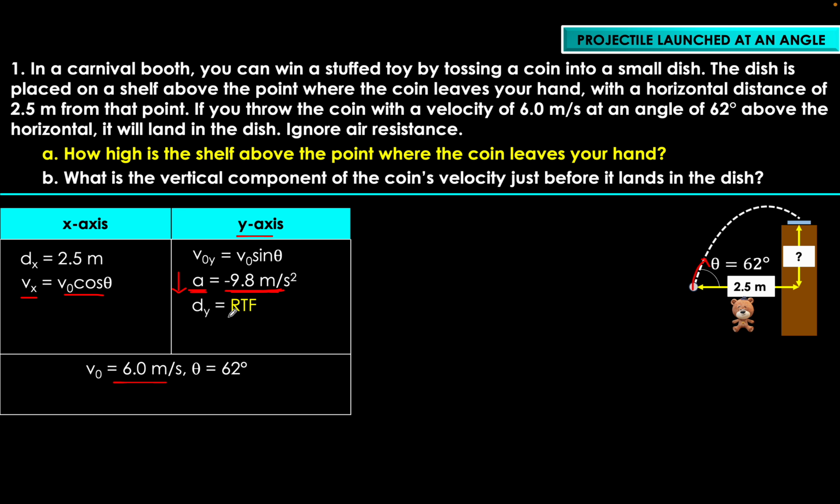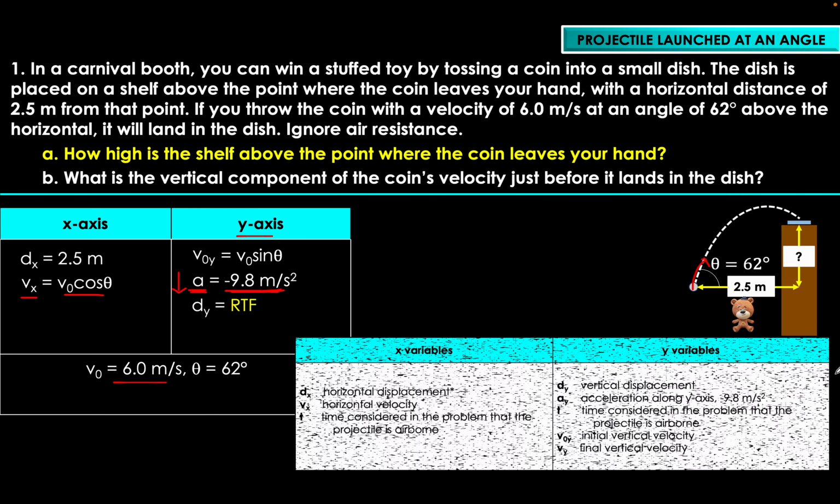Next, d sub y is the required to find, or RTF, because the vertical displacement of this coin will tell us how high this part of the shelf is, starting from the release point going up to the ending position of our coin. So as you can see, it will give you the approximate height of the shelf. Only this certain part is what is asked in the problem, not the whole height.